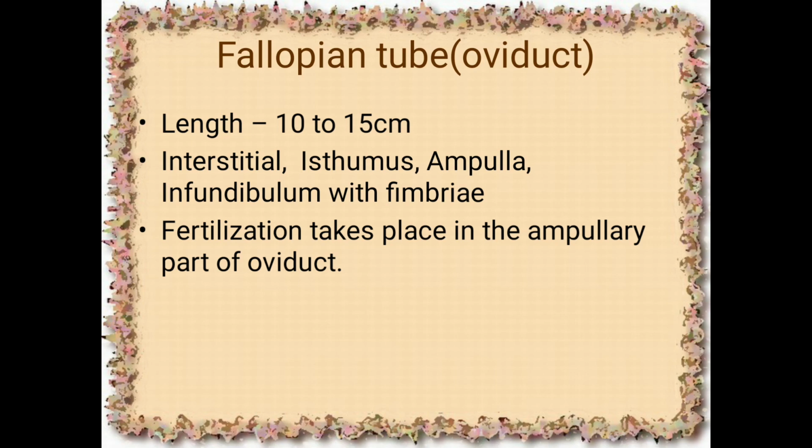Fertilization takes place in the ampullary part of the oviduct, the fallopian tube, and the fertilized ovum is transported to the uterine cavity for implantation. So in the ampulla, fertilization occurs and the fertilized ovum will be taken into the uterine cavity for implantation.